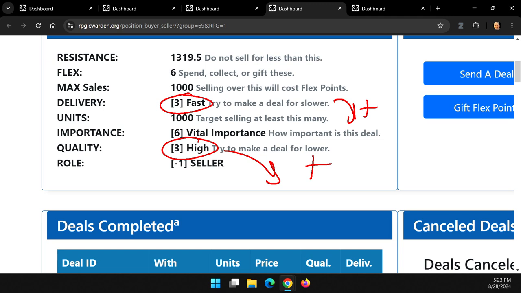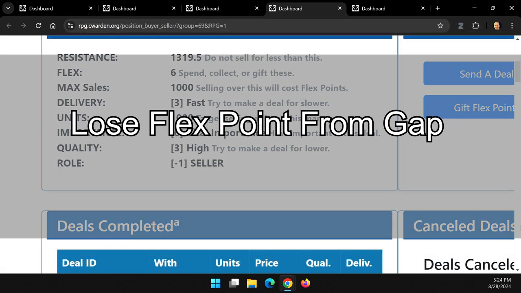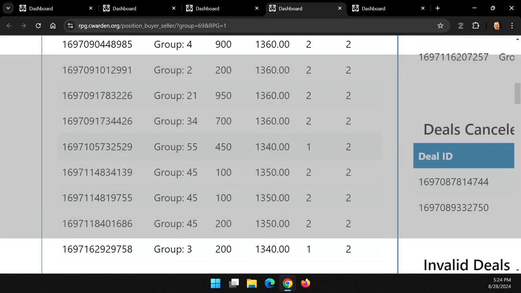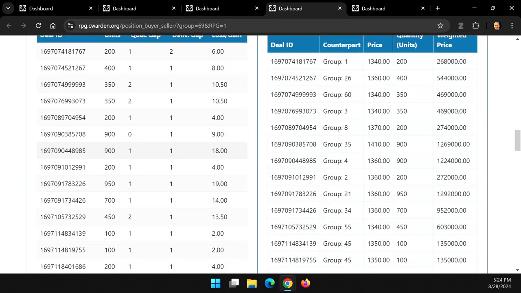But if you're a seller, and you can only produce low quality, that's the only thing you can do. It's going to be hard for you to find buyers because the buyers may require higher quality. And if you produce higher quality, it's going to cost you more money. It's going to be harder. So you're going to lose flex points. So you can see groups often try not to lose flex points. They try to gain flex points, as in this example here. Lots of flex points being gained.